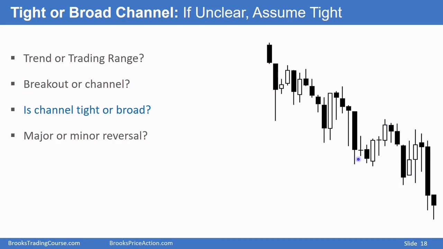In general, when it's tight like this, I'd rather only be selling. And usually I try to sell about halfway up. So here's a bear leg. When it gets around halfway up, I sell. If you cannot tell if the channel is broad or tight, assume that it's tight and only trade in the direction of the trend. So bear trend, you only want to sell.